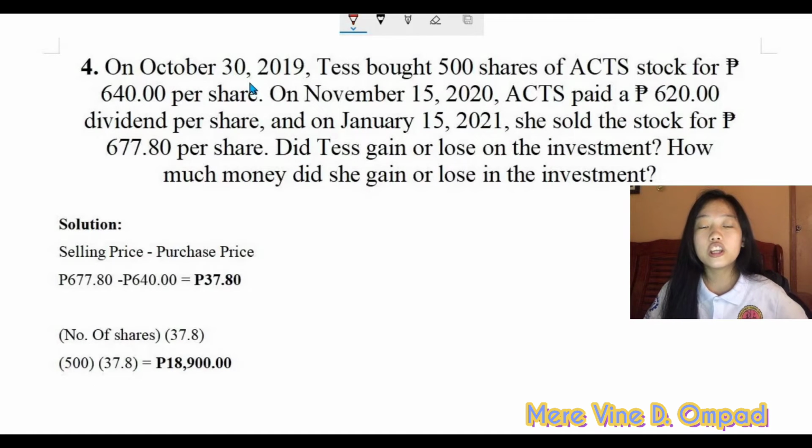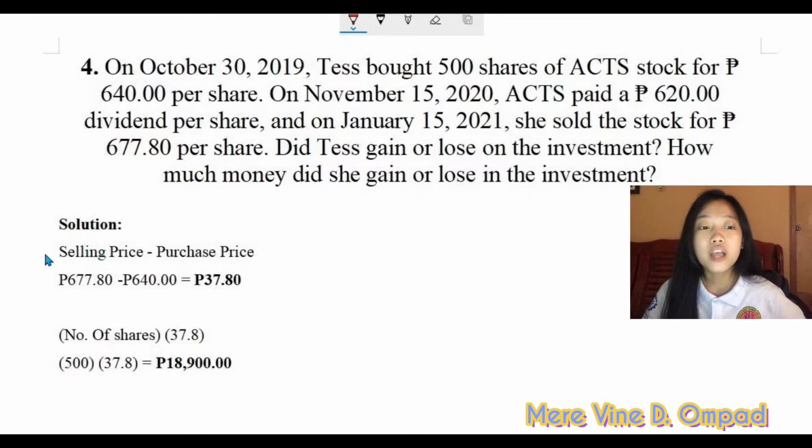Number 4. On October 30, 2019, Tess bought 500 shares of Axe stock for 640 pesos per share. On November 15, 2020, Axe paid a 20 pesos dividend per share. And on January 15, 2021, she sold the stock for 677 pesos and 80 centavos per share. So question, did Tess gain or lose on the investment? And how much money did she gain or lose in the investment?